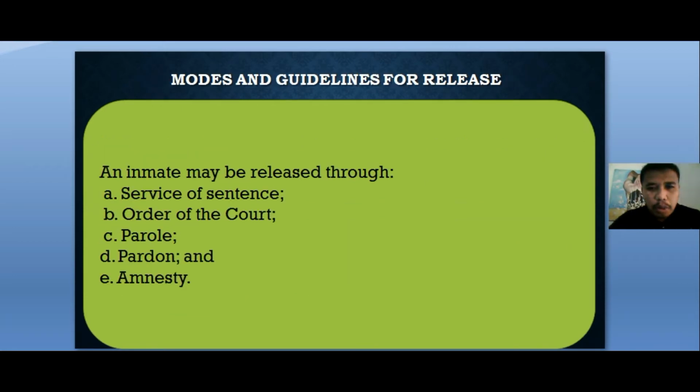So these are the modes and guidelines for the release of the prisoner. One is after the service of sentence. So if he finishes serving his sentence, let us say he serves 5 or 6 years, then after the 6 years, automatic, since he has served it, he can now be released. Or order of the court. He can also be released through parole, pardon, and amnesty.